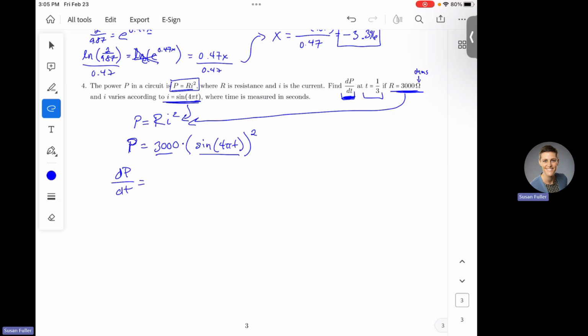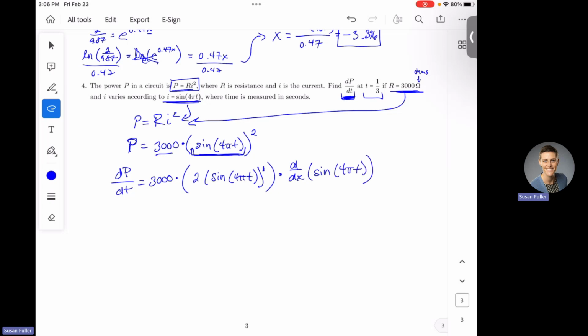Well, the 3,000 is a number being multiplied out front. It's going to come along for the ride. And I have stuff squared. So this is going to look like 3,000 times 2 times my stuff, which is the sine of 4 pi t to the first power, right? That's the derivative of my outside. And I have to multiply that by the derivative of my stuff, which is the sine of 4 pi t.